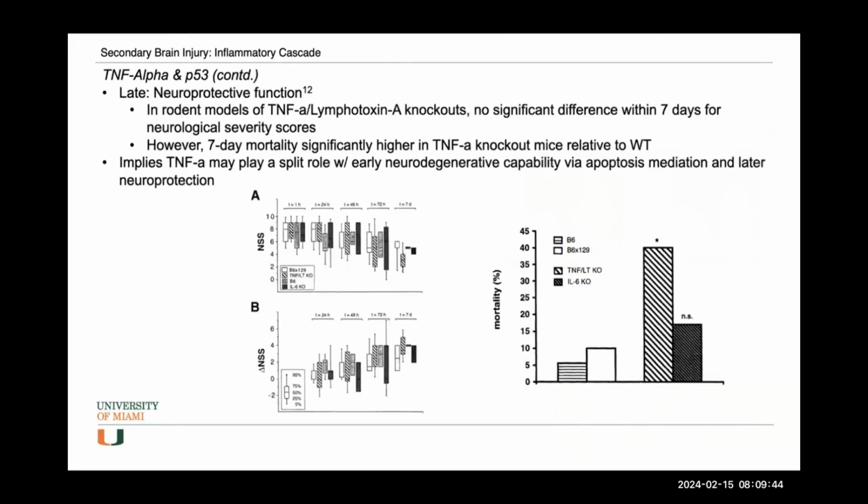Later on, though, TNF alpha and P53 end up showing a neuroprotective function. So on the bottom, you see a couple of charts in a box plot regarding how rodent models who have TNF alpha and lymphotoxin A knockouts don't actually show a difference within 7 days for the severity of neurological injury. But after 7 days, the mortality is higher in TNF alpha knockout mice relative to wild type mice, suggesting that later on, TNF alpha may actually play a role in neuroprotective strategies within the brain, whereas early on, alongside P53, it may mediate apoptosis and cell death.